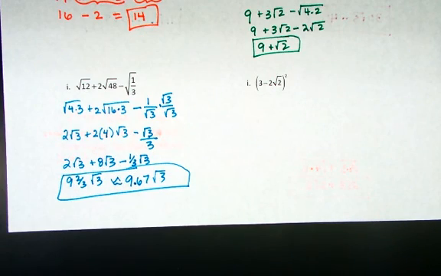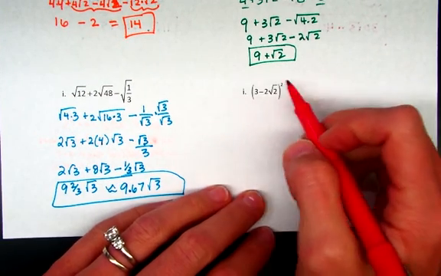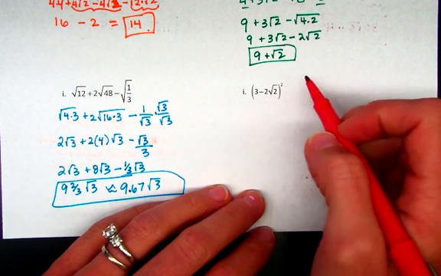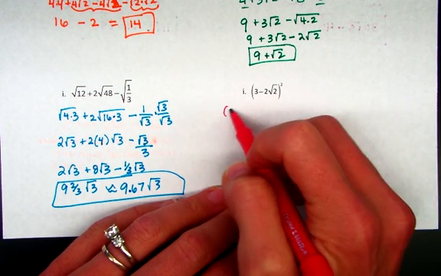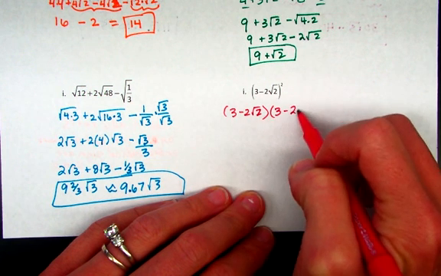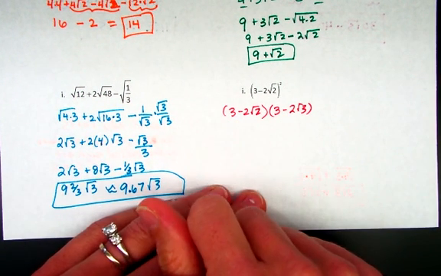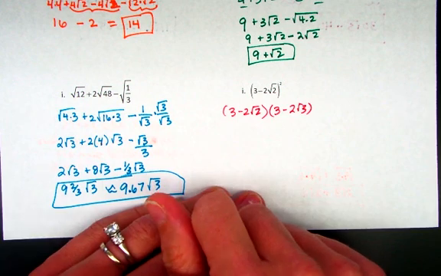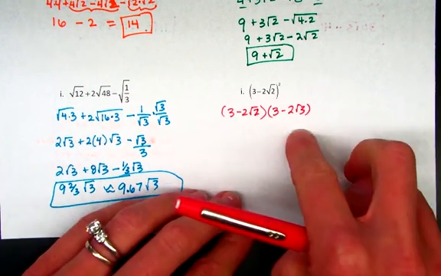All right, last one. At first glance, a lot of people want to say, oh, that's just 3 squared, and that's negative 2 root 2 squared, but unfortunately this is a binomial, so what this really looks like is 3 minus 2 root 2 and 3 minus 2 root 2. So anytime you square something, you're multiplying by itself. X squared is x times x. 4 squared is 4 times 4. 3 minus 2 root 2 squared is 3 minus 2 root 2 times 3 minus 2 root 2.